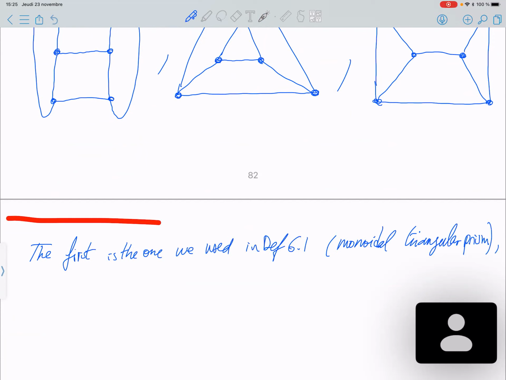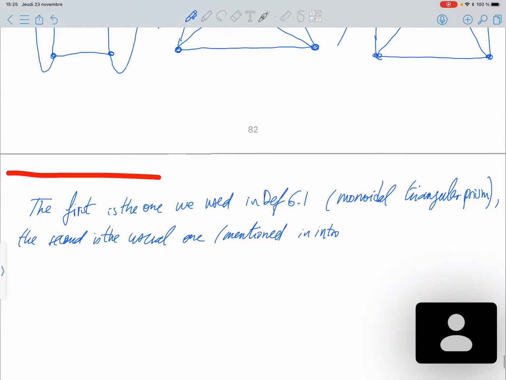The second is the usual one. By usual, I mean in graph theory, this is the usual way to depict this graph. The more regular, more symmetric one, which was mentioned in the introduction with the Dylan-Thurston picture, providing the idea of the proof of the TPE.